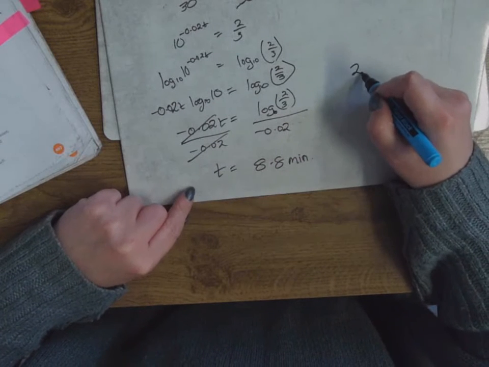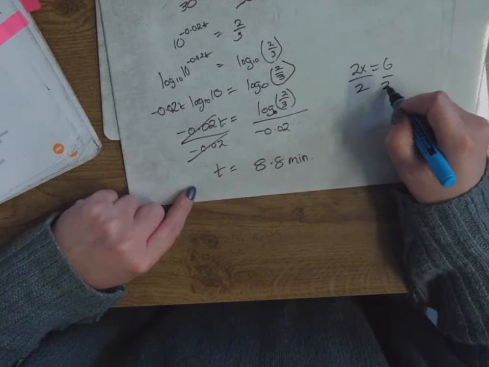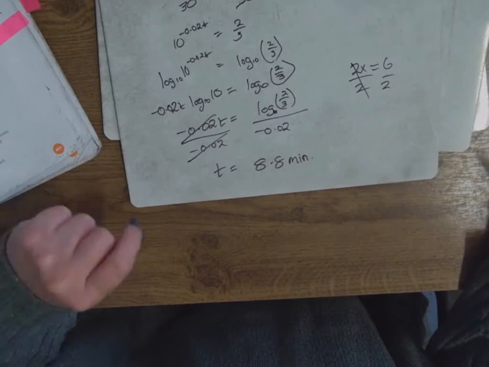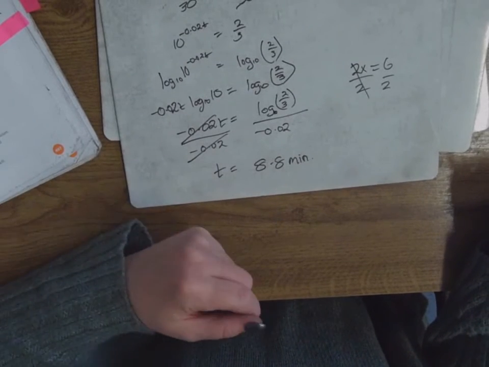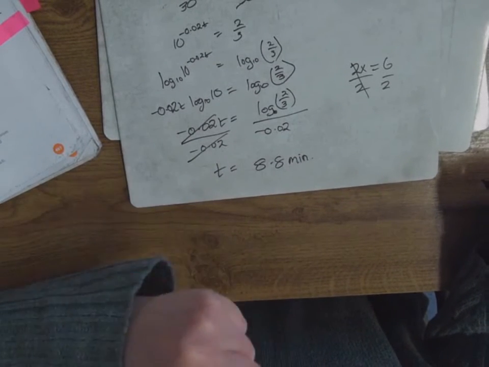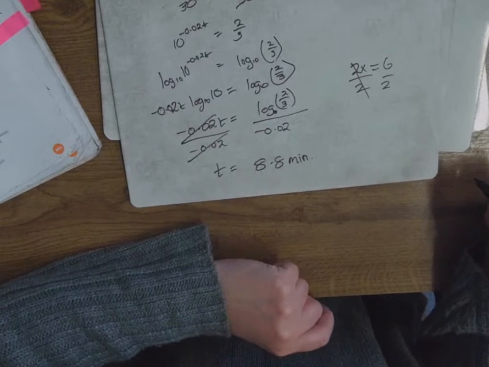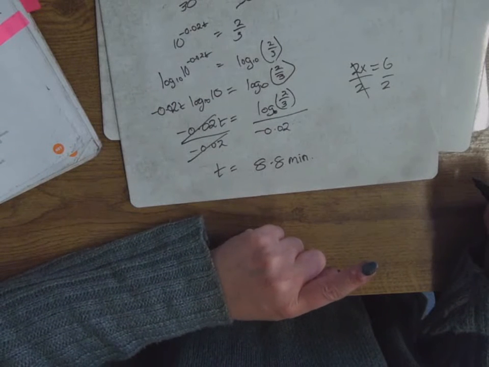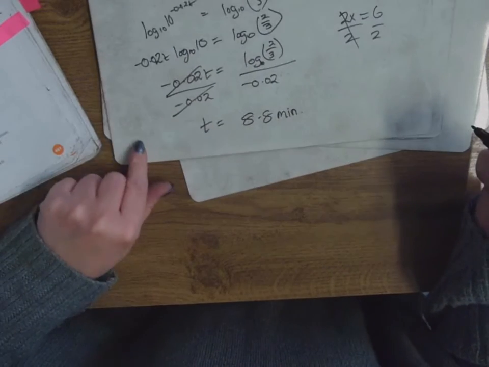It's like 2x equals 6, the way you divide each side by 2. You probably learned not to write it that way. You don't have to write it. You could just bring the minus 0.02 over. Is that alright? Okay, are we good? Questions? Right, okay.